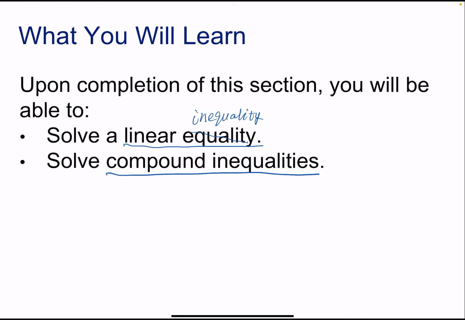So first, an example of a linear inequality is something like 3x minus 2 greater than 0, and we solve it for x. A compound inequality, for example, is 2x minus 3 less than x minus 5 less than, let's say, 7 plus x. So that's a compound inequality.